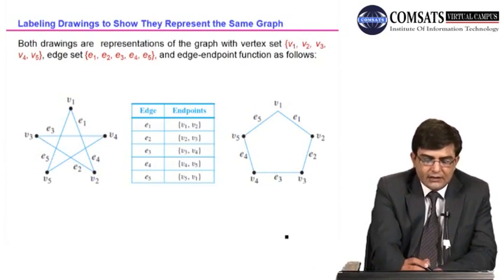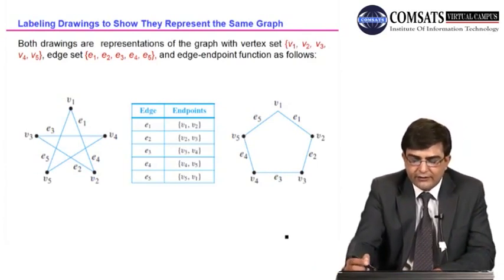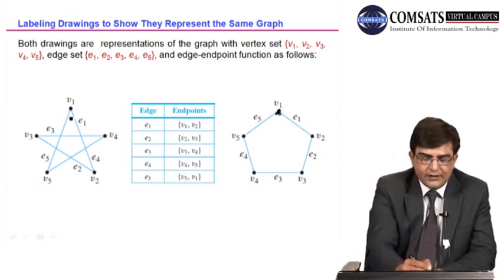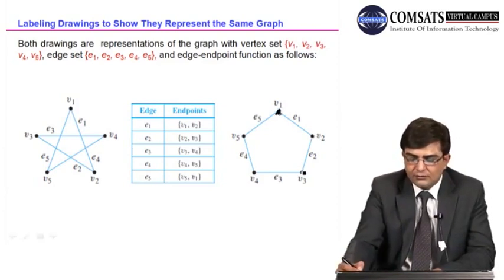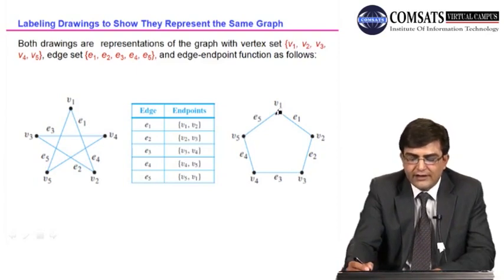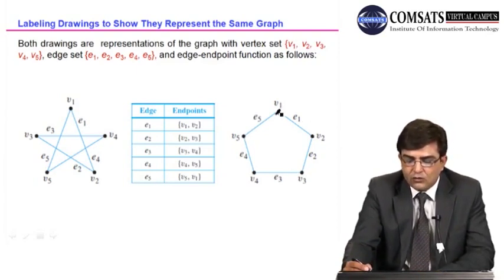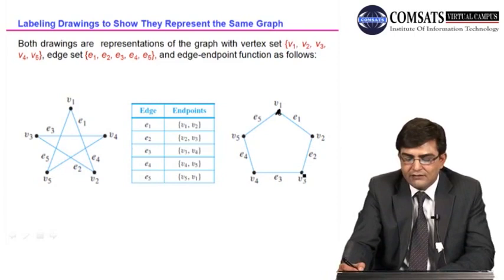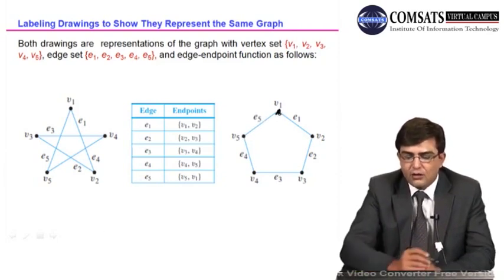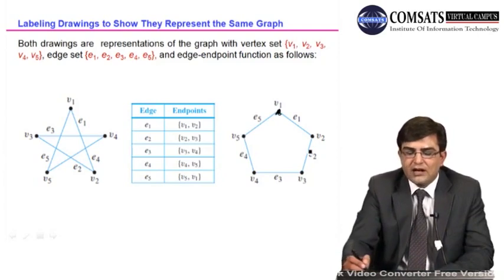if we say this vertex is v1, this is also the vertex v1. We say this is v2, this is v3, this is v4, v5, and again v1, and the edge endpoint function, which connects v1 to v2, is e1, and v2 to v3 e2, v3 to v4 e3, and v4 to v5 e4. And again v5 to v1 is e5. So now we have labeled one graph.